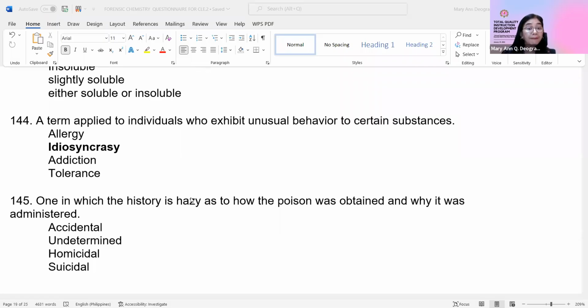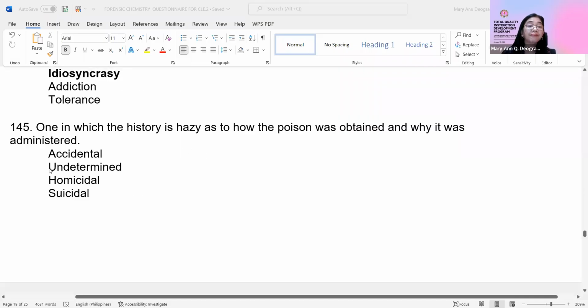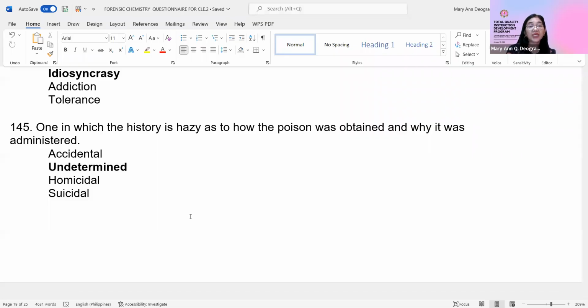Undetermined, yes. Hindi alam. Hazy meaning hindi alam kung bakit binigyan ng ganun. This happens in hospitals. Pag may namatay silang pasyente, tapos nagkamali ng bigay ng, halimbawa, antibiotic, lalong nagkaroon ng komplikasyon, ginagawa nilang undetermined yung cause of death.